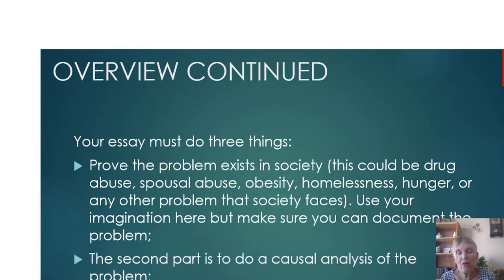The second part is to do a causal analysis of the problem. So you could do about 2.5, 3 pages proving the problem exists, and then do a causal analysis. Why? Is it because people should have gone to school longer? There's a myriad of causal analysis problems that you can do, and you'll learn more about that as we go, because you will study it in the textbook also, of how to do a causal analysis. And the third part is a solution, and also in your text you will be learning a little bit more about how to do a solution to the problem.